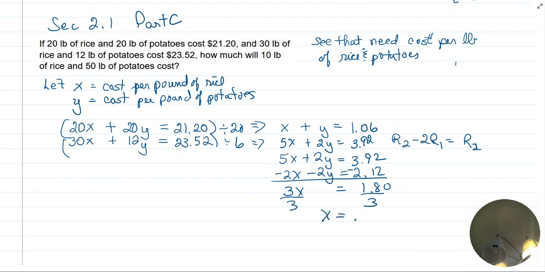So x is 60 cents per pound. 60 cents per pound. Okay. So now I'm going to take the 60 cents plus the y has to equal 1.06. So y then is 1.06 minus the 60, which is 46 cents. Okay, now I have the cost for each.